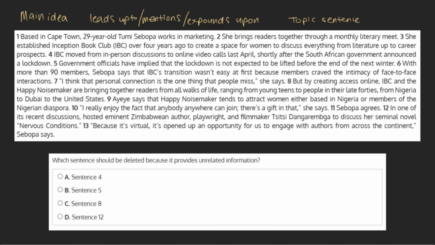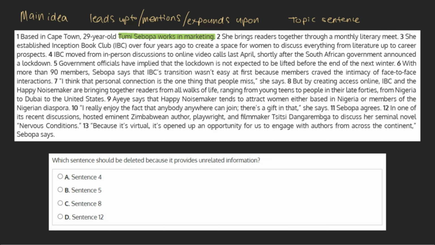With this in mind, let's try and identify the main idea of this passage. This passage is an example of one in which the first sentence doesn't actually touch upon our main idea. It tells us that Toomey works in marketing, but as we don't see that mentioned anywhere else in the passage, we can see that this isn't the main idea. The second and third sentences, however, bring us closer.